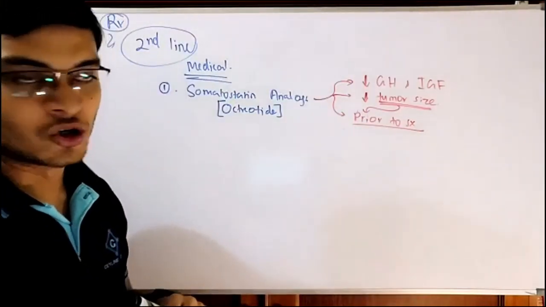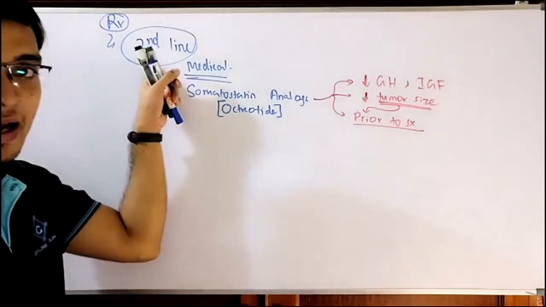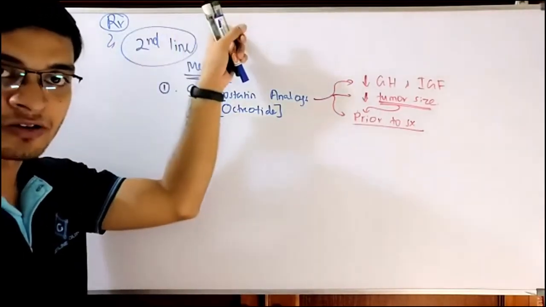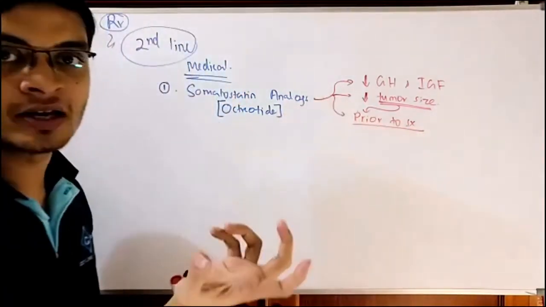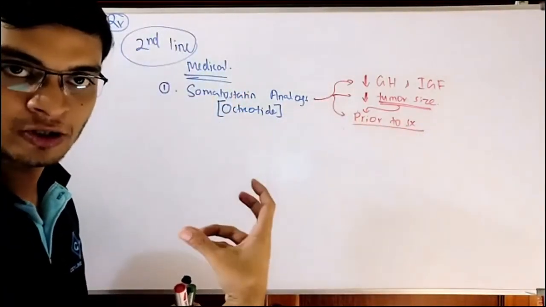Although these medicals are the second line and transsphenoidal surgery was the first, you can use octreotide to reduce the tumor size a little before the surgery. That's what I want you all to know.